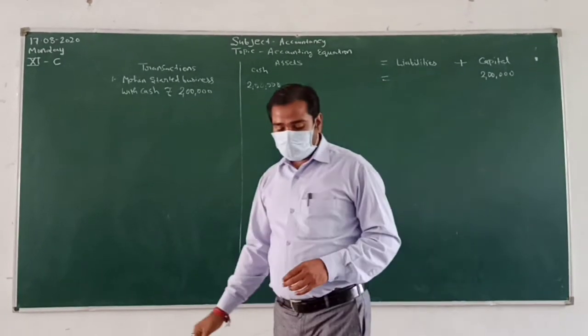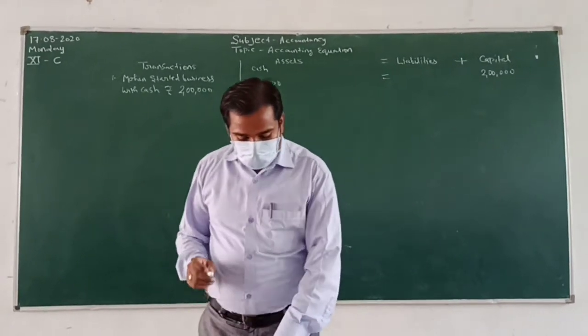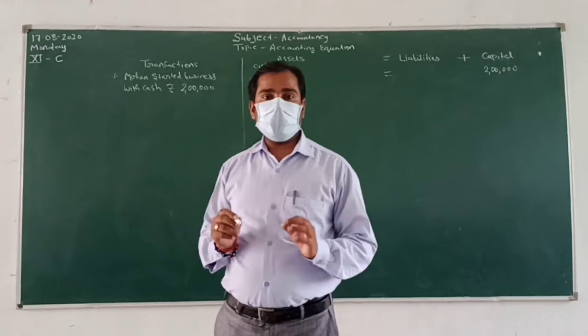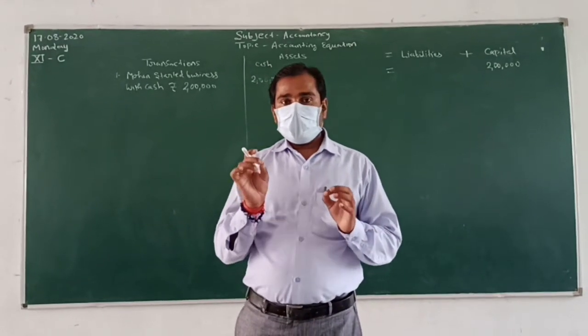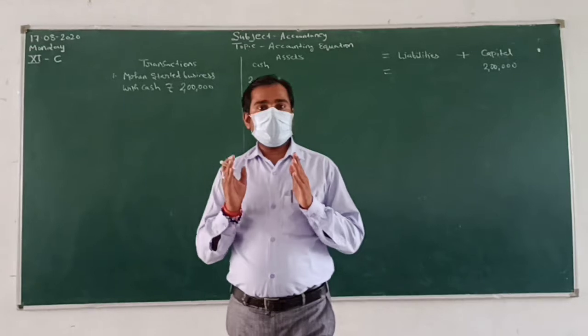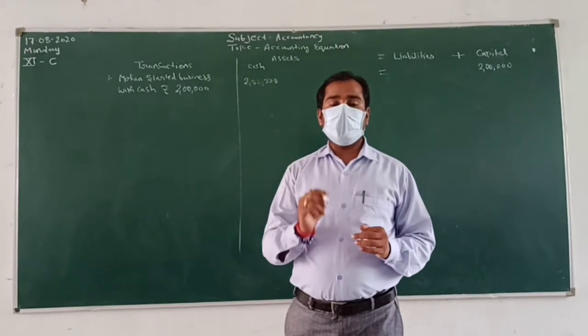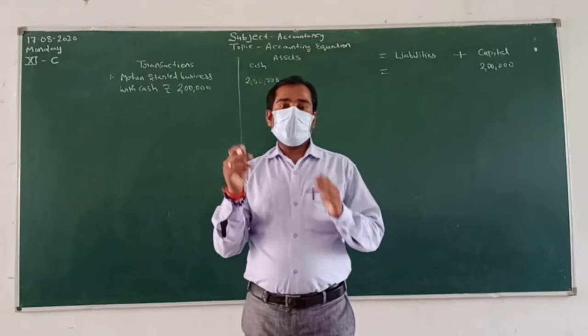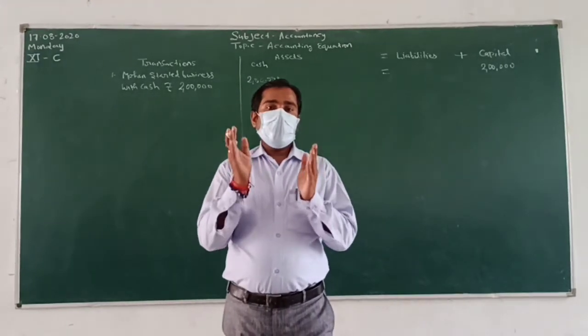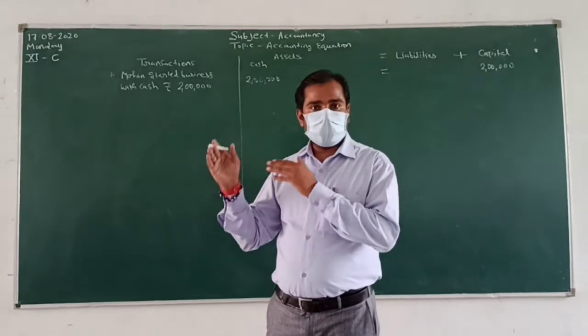Now, your next transaction is: purchase goods in cash, rupees 80,000. In this transaction, the goods are purchased for rupees 80,000, and when the goods are purchased for 80,000, one thing is that our stock increases and our cash decreases.